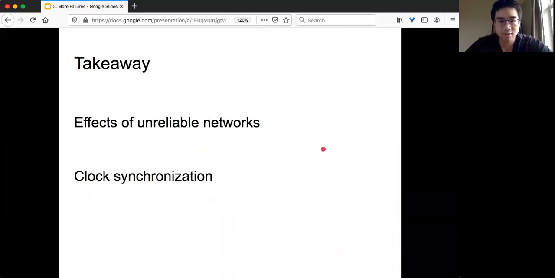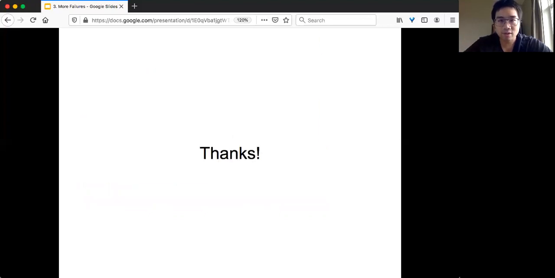Okay. So the takeaway for today is that we saw different kinds of unreliable networks, and mainly their implications on top of the simple message passing model. What's the impact? What's the effect of that? I also introduced the notion of clock synchronization, because the clock is not accurate, and the way we deal with that is to use a primitive or protocol called clock synchronization. Okay, thank you. That's all for today.